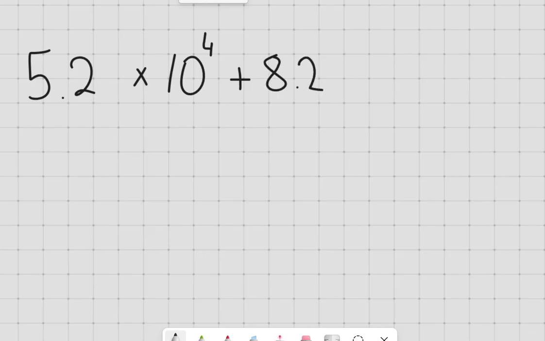If we have, for example, 5.2 times 10 to the power of 4, we need to add this to 8.2, let's say, times 10 to the power of 5. We have a problem here. What is the problem? We said step 1 is check if they have the same base. Do they have the same base? No, they don't. Then you have to do something so that your numbers have the same base.